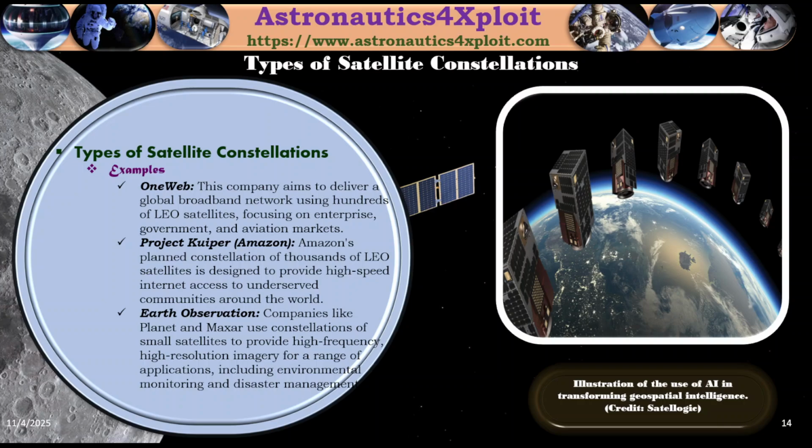Project Kuiper, Amazon's planned constellation of thousands of LEO satellites, is designed to provide high-speed internet access to underserved communities around the world. Earth observation. Companies like Planet and Maxar use constellations of small satellites to provide high-frequency, high-resolution imagery for a range of applications. Illustration of the use of artificial intelligence in transforming geospatial intelligence is shown in this picture.